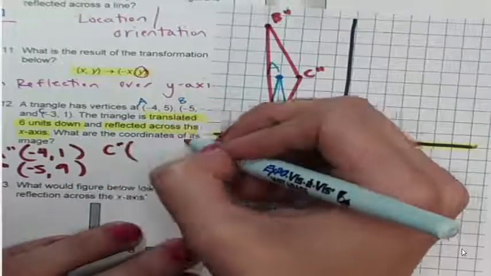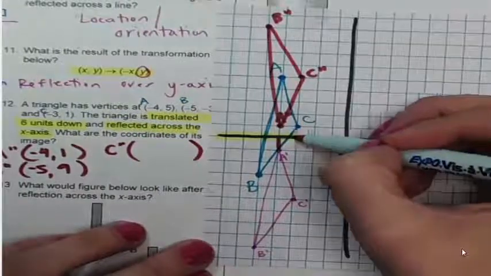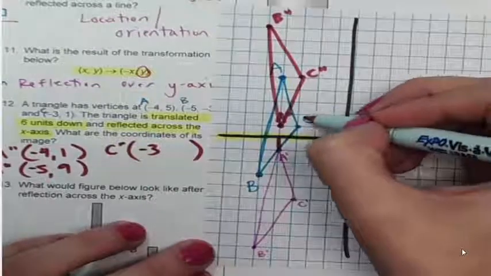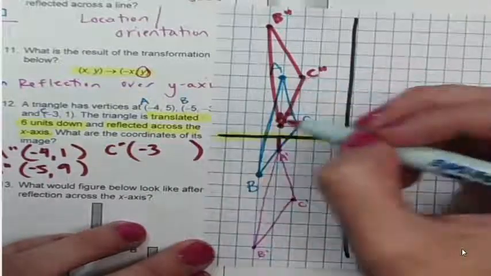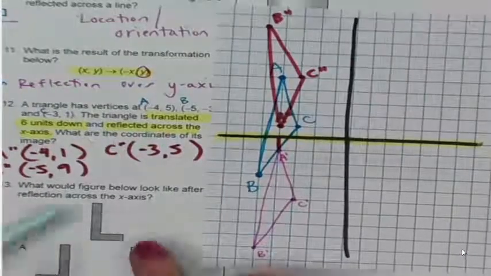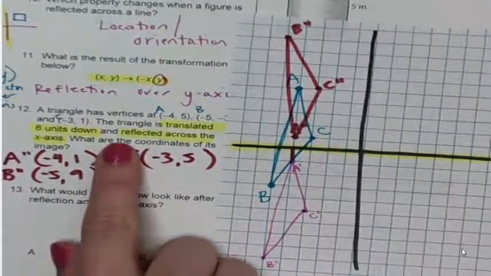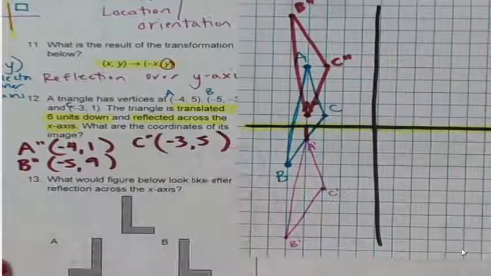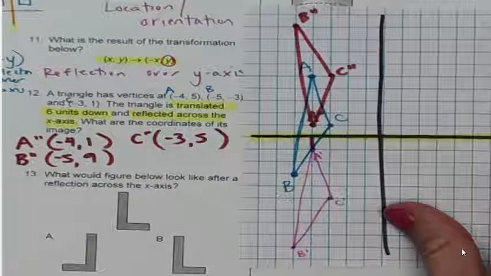And C double prime is over 1, 2, 3, negative 3, 1, 2, 3, 4, 5, up 5. So those are my new points of the new grid. So whenever you have 2 transformations, do one first and then do the second one after. Okay? Here's the next question, 13.